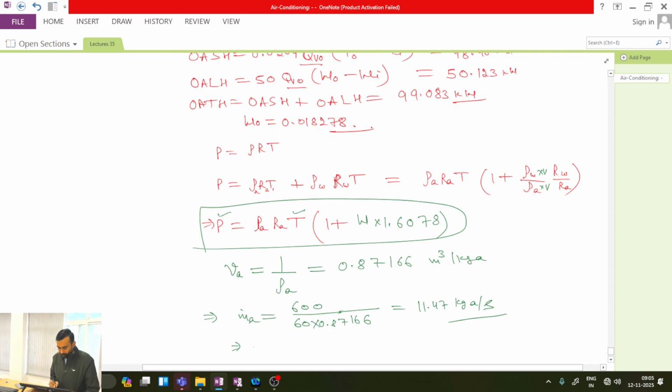So now if you calculate the outside air total heat load, it can simply be given as 0.2 times m dot A, because I am just now taking the mass fraction. So m dot A into H naught minus Hi, and it comes out to be 96.516 kilowatt, which was earlier how much? 99.0.